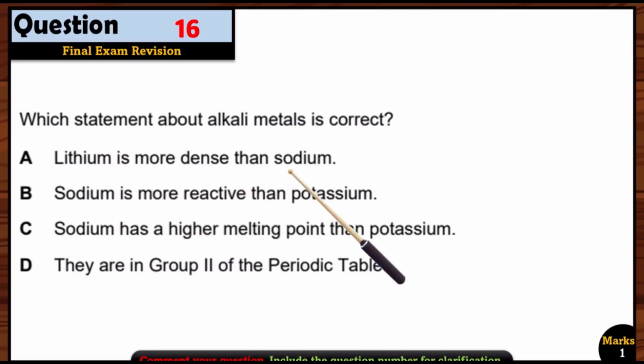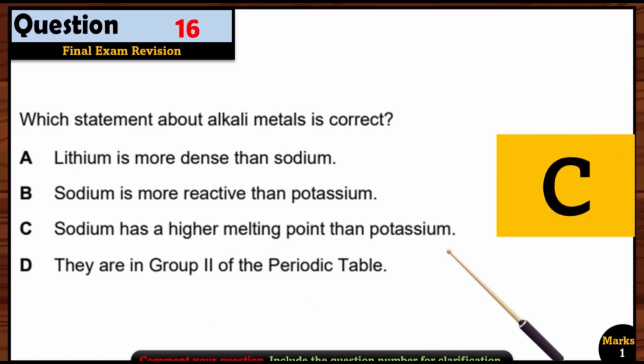Lithium is more dense than sodium. Wrong, because the density increases down the group and lithium is on the top, right? So that's why this option is wrong. Sodium is more reactive than potassium. Again, wrong. The reactivity increases down the group, so sodium is above potassium. So again, wrong. Now let's see C. Sodium has a higher melting point than potassium. Yes, that's right, because the melting points decrease down the group. So C option is the correct option here.